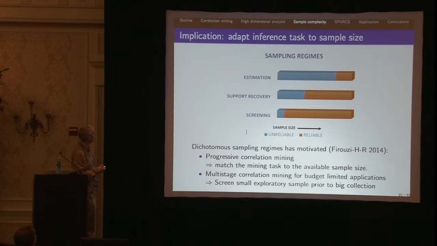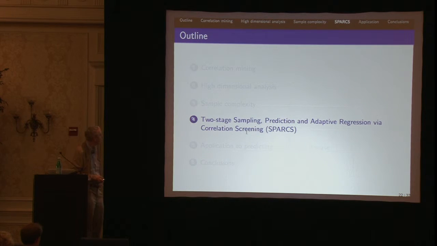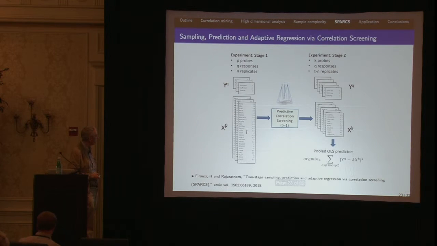So this shows a picture of that cartoon. If you have a sample size that increases in this direction, and you're looking for just simply screening for any correlations in your sample, then you can start screening for a very small sample size, and then as you screen, you then can go to support recovery and estimation progressively down the line. So for budget-limited applications, this is a very useful concept, as I'm going to illustrate with this two-stage sampling prediction adaptive regression via correlation screening type of paradigm.